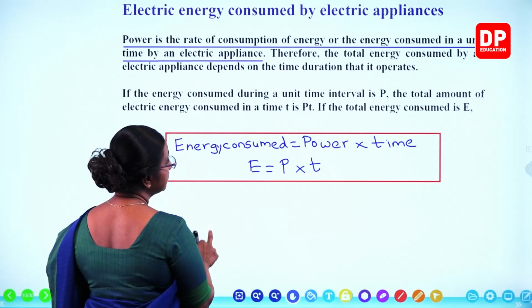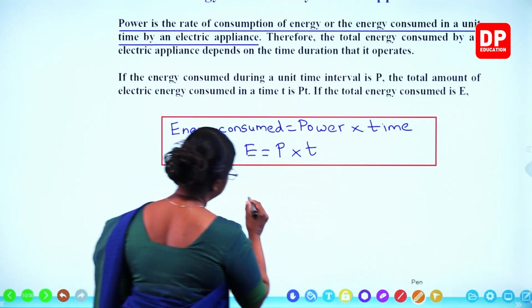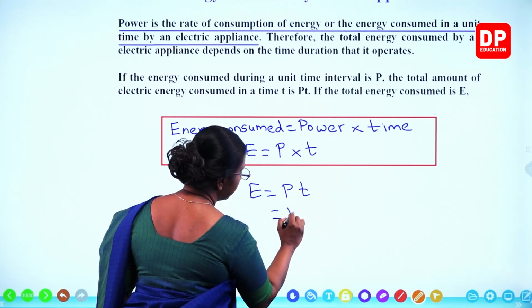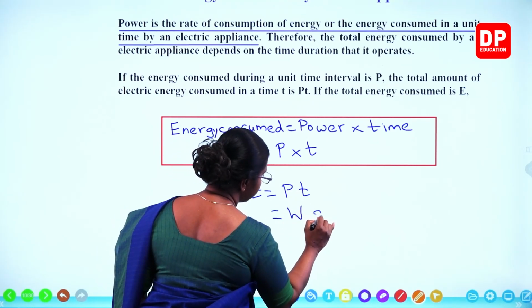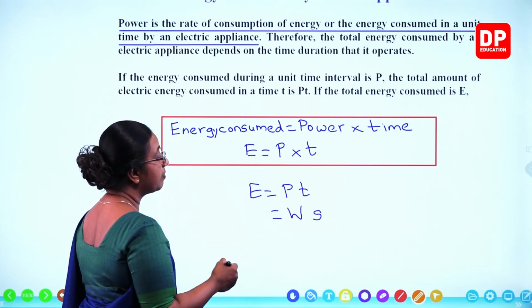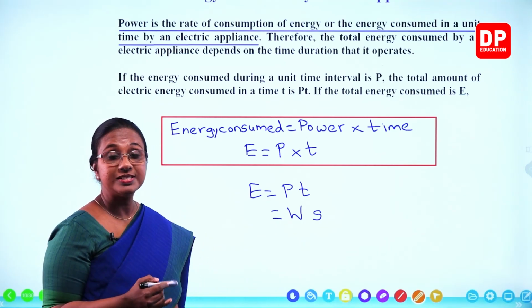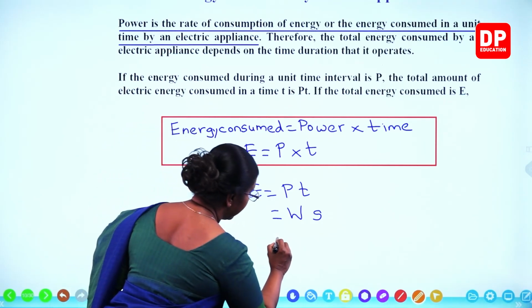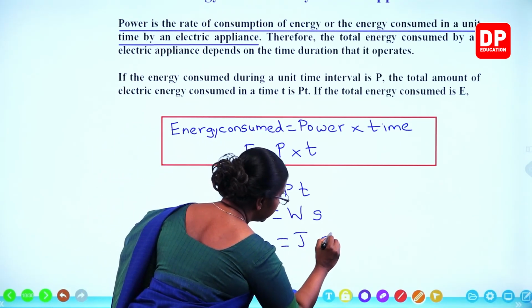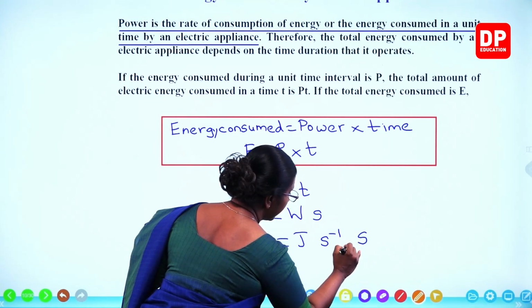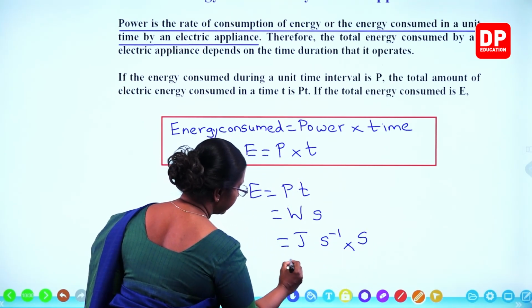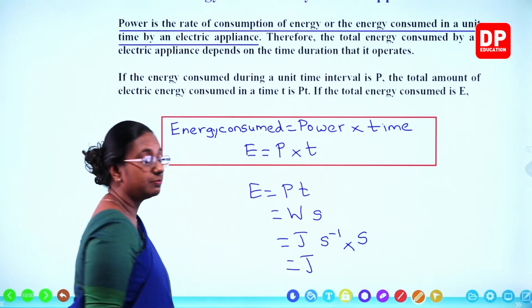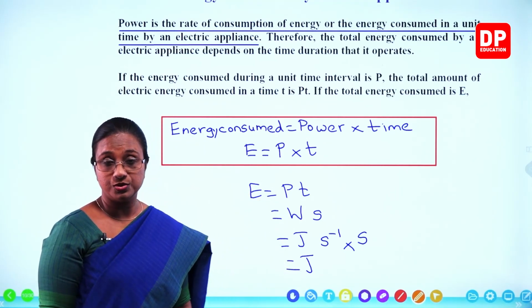So, what is the unit for energy? Energy equals power into time. Power is in watts, time is in seconds. But you all know normally watts is equal to joule per second. We have discussed work, power and energy before in the previous grade. So, joule per second into second: the seconds cancel off, and you get the unit joules. Always, energy is measured in the unit joules.